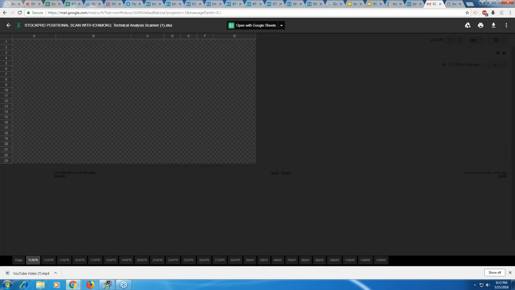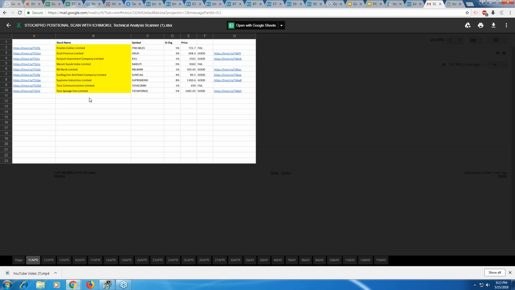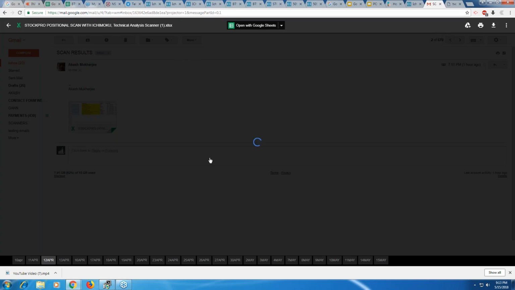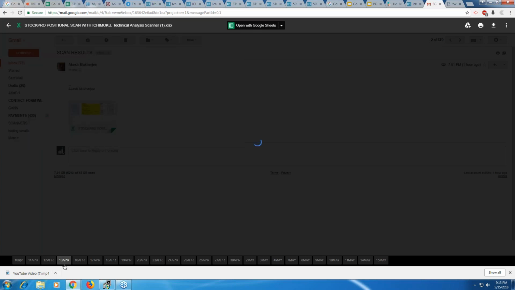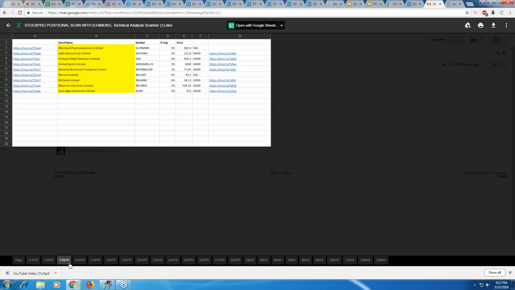Similarly, we have done every day. Every day we have done this research. You can see, the next day we got Finolex Cables, Graph Finance, Kalyani Investment Company, Maruti Suzuki. There are 3 stocks which failed, right? Means they couldn't uphold themselves for the next day. And then we had these stocks. Many of them were good, but some failed also, right? So one has to filter out the correct stock and put a tight stop loss.